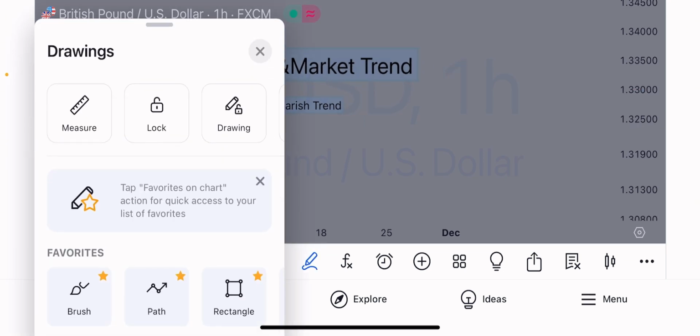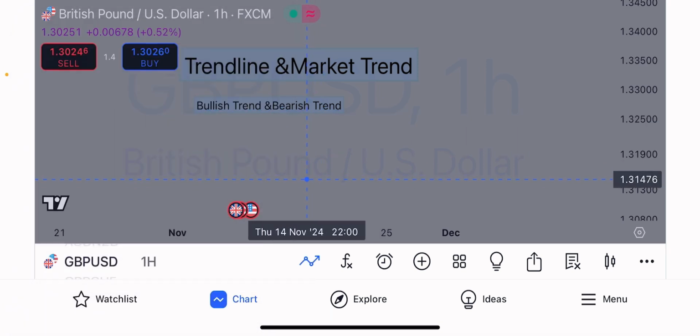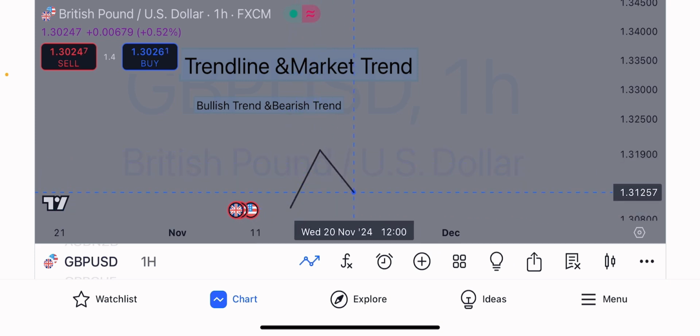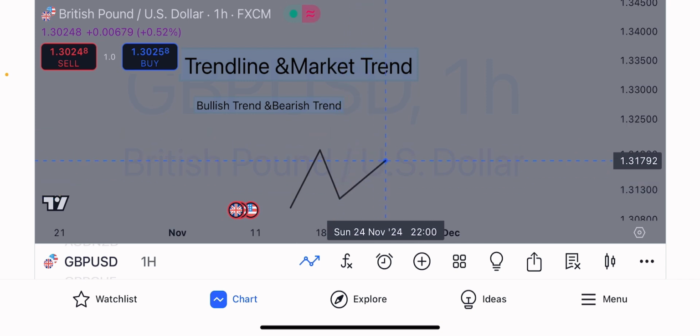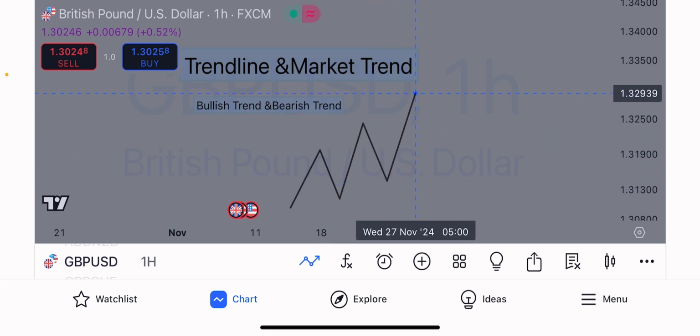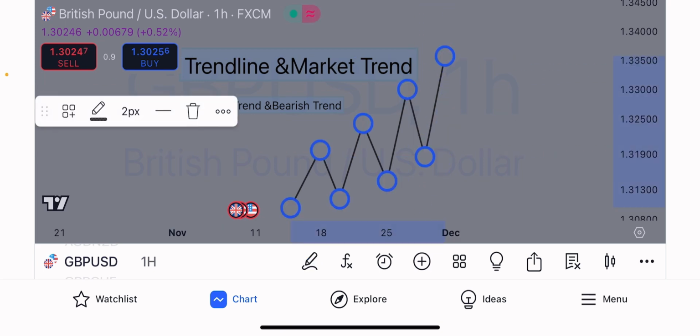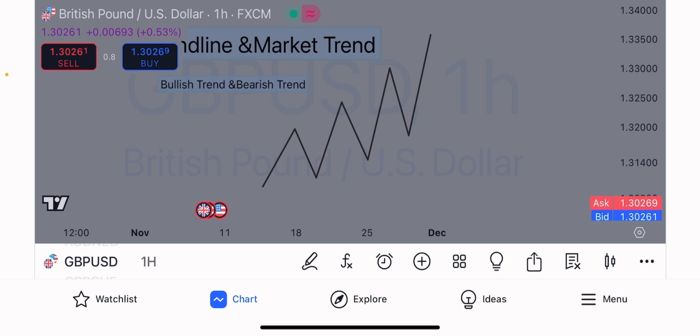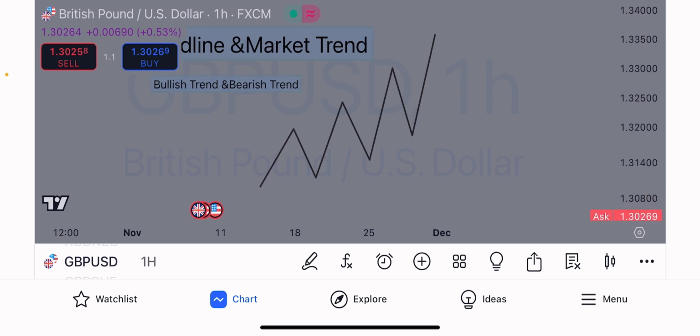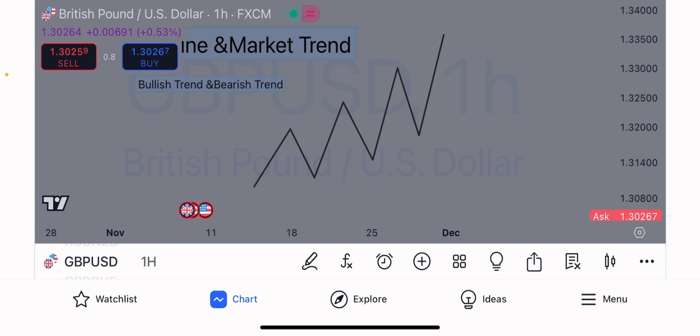So for a bullish trend, or for you to say the market is bullish, you first of all want to see a series of higher highs, higher lows, right? Higher high right here, higher low, higher high, higher low, higher high. The market keeps going up in a series of higher highs and higher lows, indicating that the market is bullish. We can say the market is bullish, or we can say we're in a bullish trend.